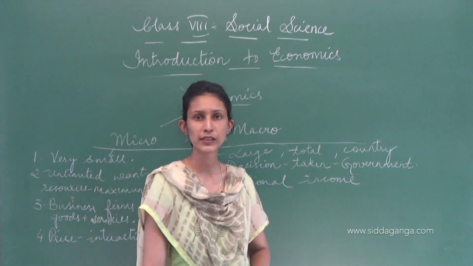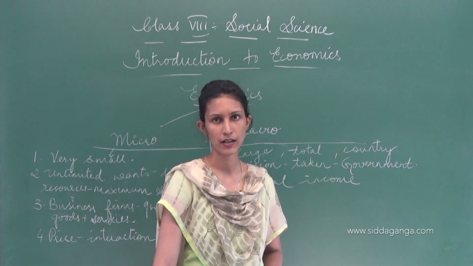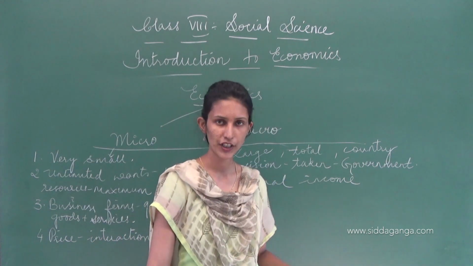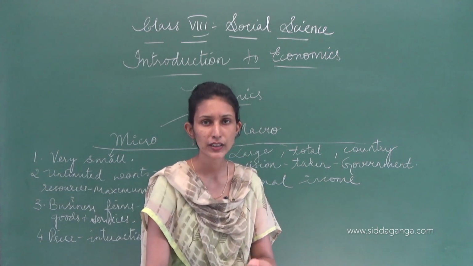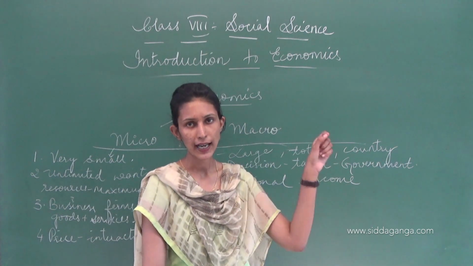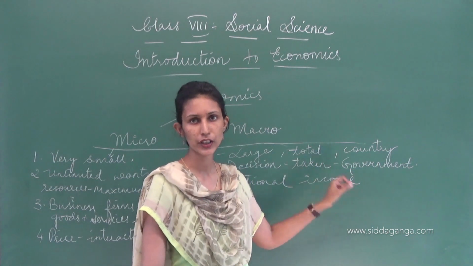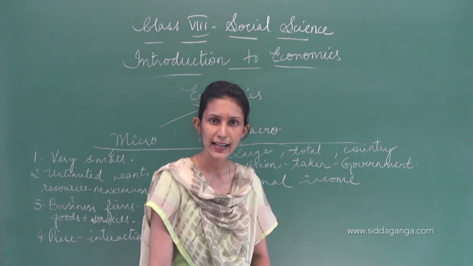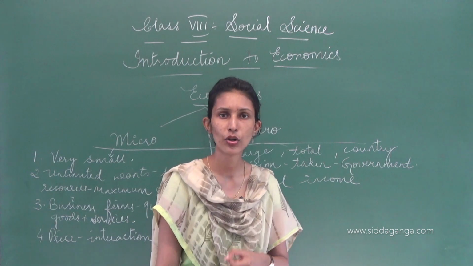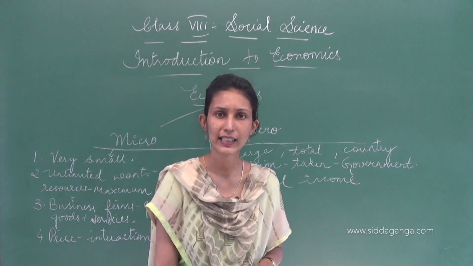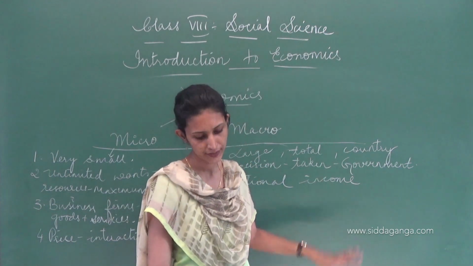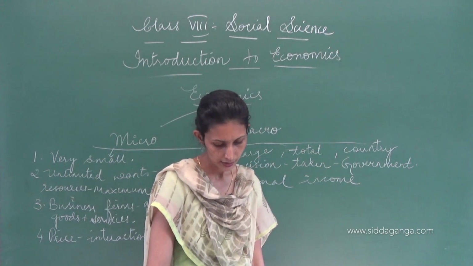Where is that individual studied? In microeconomics. All people in microeconomics are brought together and studied together, how much they have spent on their consumption, and that in total is put under macroeconomics, which is called national income. That is the total consumption expenditure. How much money we have spent to consume certain things is called national income.